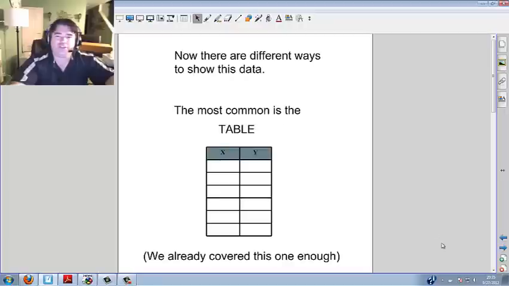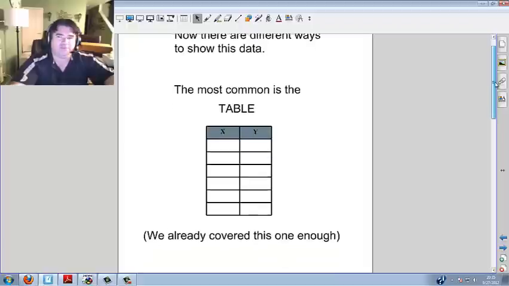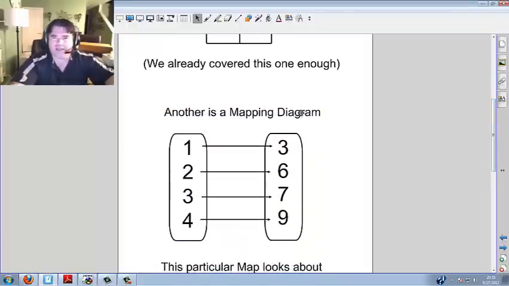Now there are different ways to show this data. The most common, of course, is a table. We've covered a table enough that I think you know what that is. However, another is called a mapping diagram. It's basically the same thing, it just shows a mapping. In this case, 1 gets you 3, 2 gets you 6, 3 gets you 7, 4 gets you 9.